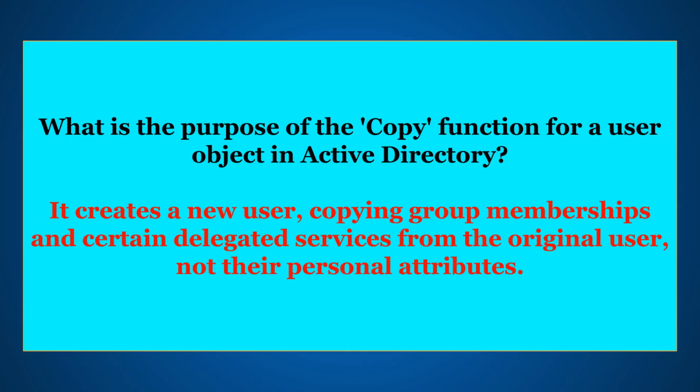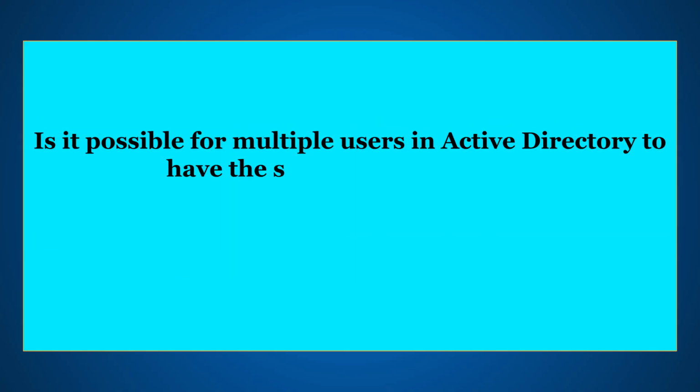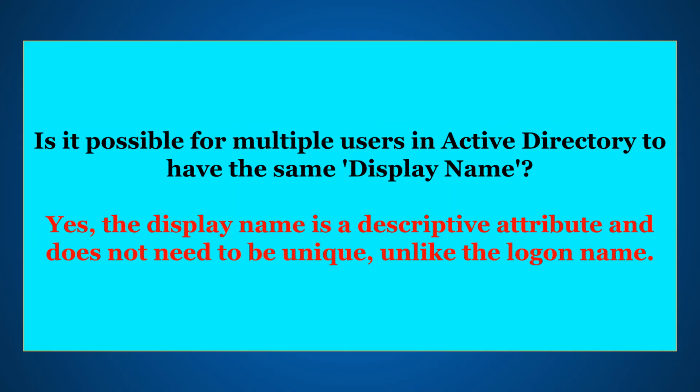What is the purpose of the copy function for a user object in Active Directory? It creates a new user, copying group memberships and certain delegated services from the original user, not their personal attributes. Is it possible for multiple users in Active Directory to have the same display name? Yes, the display name is a descriptive attribute and does not need to be unique, unlike the logon name.